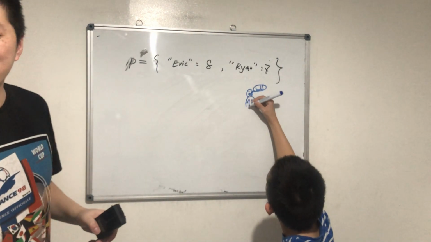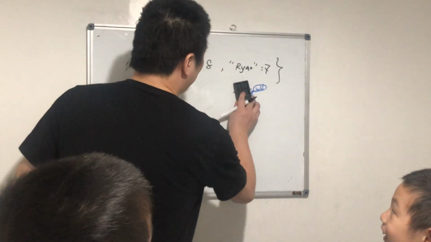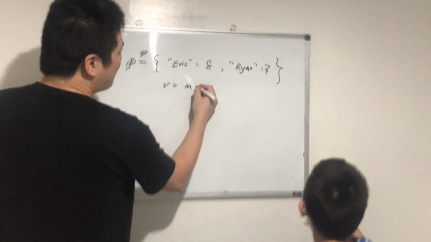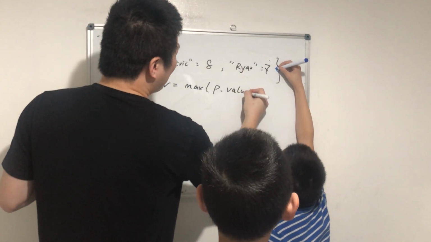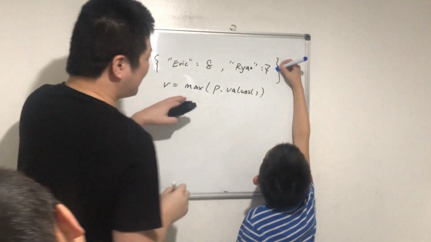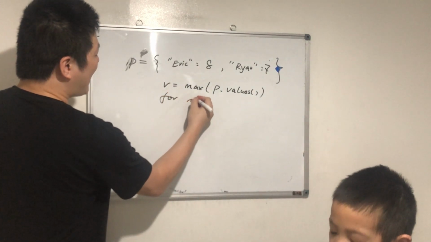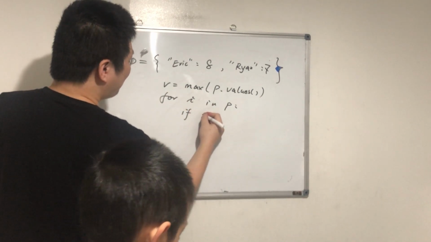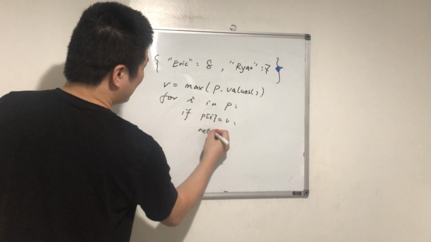So how are we doing this? Sorting it. Yeah, we can sort it. But first of all, we can get the value. Let V equal max of the dictionary's values. Now you have the value, which is 8, and then you can just do for I in P, and then if P[I] equals this V, then return I.